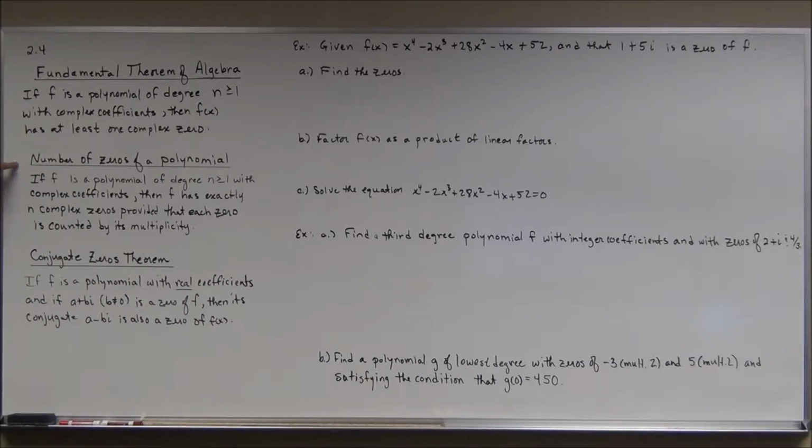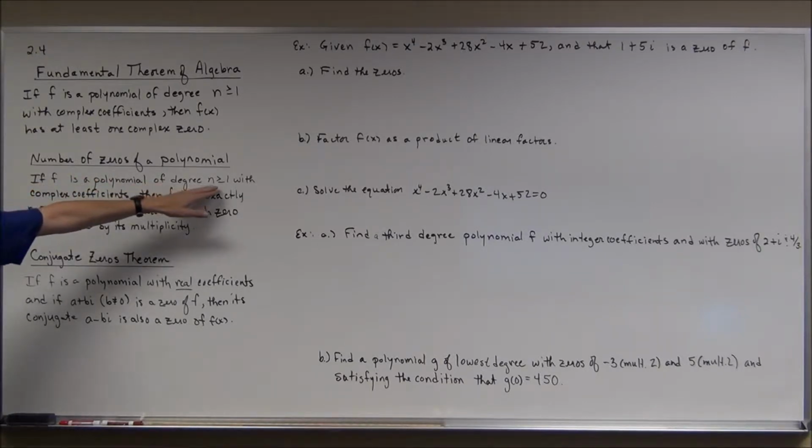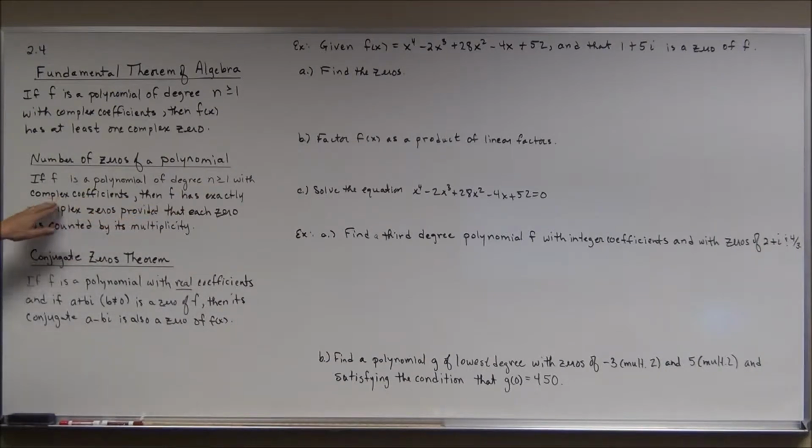This statement says that if f is a polynomial of degree greater than or equal to 1, with complex coefficients, right off of that, f has exactly n complex zeros provided that each zero is counted by its multiplicity. So I mentioned this in some of the other problems. Oh, this one is degree 4, so we should have 4 zeros. This is the guy I was referring to. F is a polynomial of degree n greater than or equal to 1, with complex coefficients, and f has exactly n complex zeros. Now, sometimes the zeros are repeated, so you count the repetitions based on the multiplicity of the particular zero.